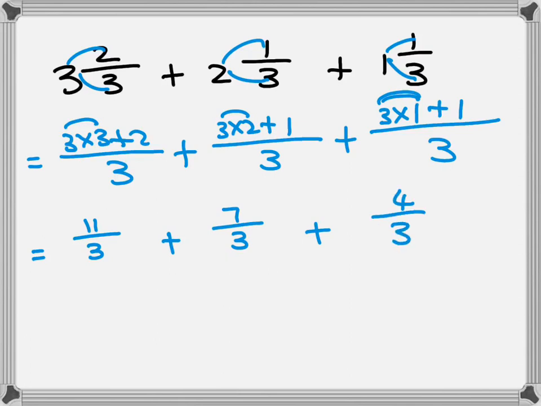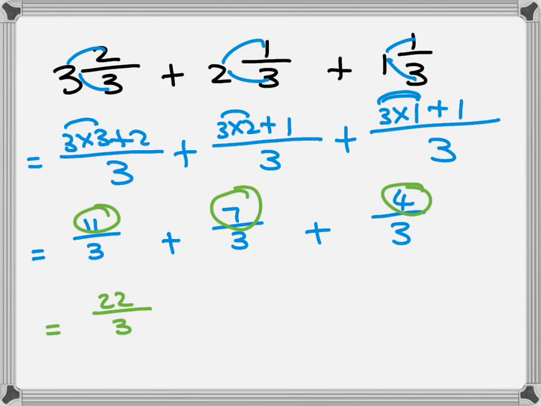Now we can add them up. Look, we've got common denominators, so that's really not a problem for us. So all we're doing is adding up the top. 11 plus 7 is 18, plus 4 is 22. So we're left with 22 over 3.